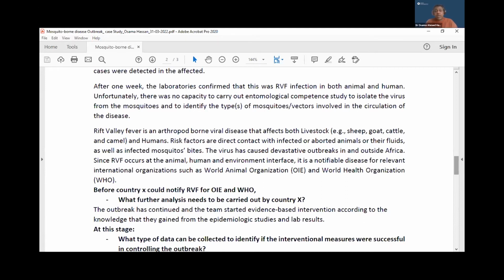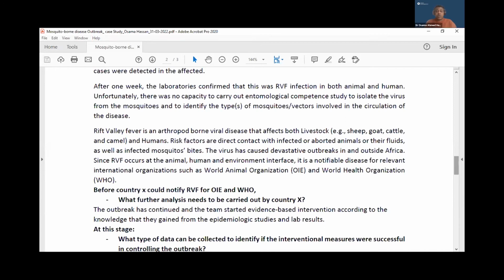So Rift Valley fever is an arthropod-borne viral disease that affects both livestock, sheep, goat, cattle, and camel, and humans. Risk factors are direct contact with infected or aborted animals and their fluids, as well as infected mosquito bites. So I'm just going to shed light back on what I said in the scenario at the beginning. I said that in the hospital there were patients hospitalized who did not have anything to do with animal contact. So possibly those patients contracted the disease from infected mosquito bites.